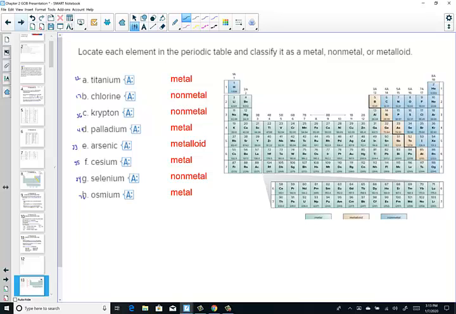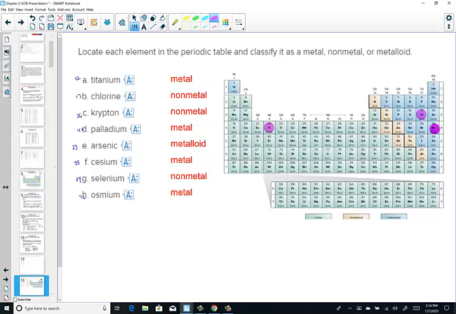Well, welcome back. I'd like to share answers with you. I have located each one of the elements and have decided based on its location if it falls under metal, nonmetal, or metalloid. Letter A, you found titanium at number 22. Titanium is shaded green. It's to the left on the periodic table. It's classified as a metal. Chlorine, you found at number 17, which lies in the heart of the nonmetal families. Krypton, you found at number 36. That indeed is also a nonmetal.